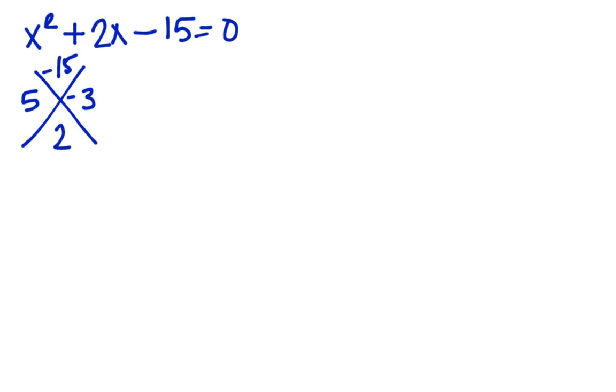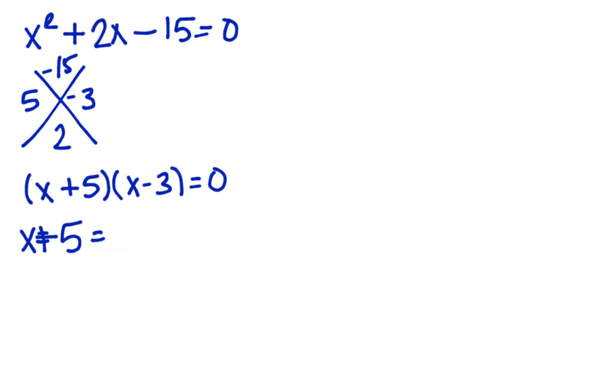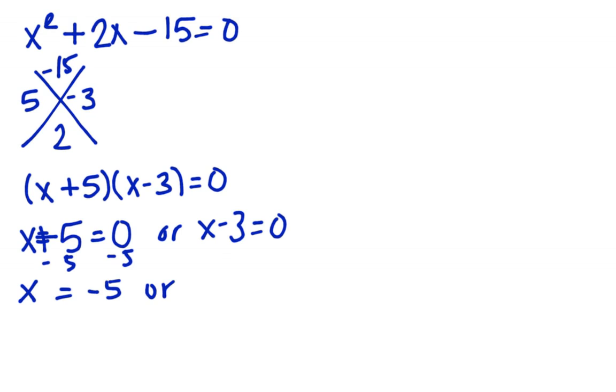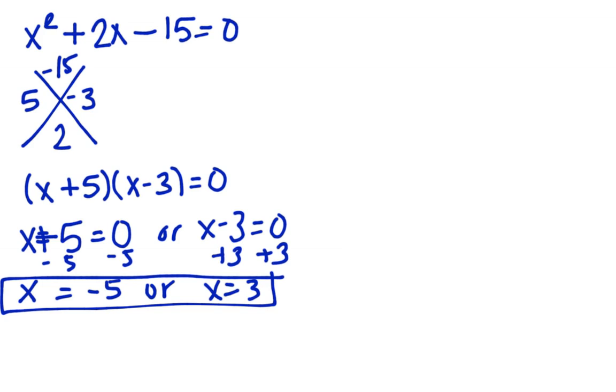Because it's an x squared, we can go directly to the factoring part, which says x plus 5 times x minus 3 is equal to 0. Apply that zero product property, and we've got x plus 5 equals 0, or x minus 3 equals 0. So we're going to subtract 5 and get x equals negative 5, or we're going to add 3 to each side, and x could equal 3. Again, I've got two possible answers here.